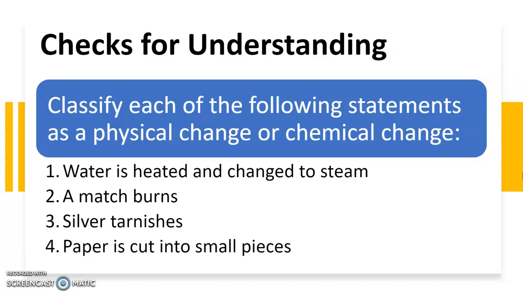It looks different. The physical properties have changed. It's gone from being one large piece of paper to a smaller piece, but it's still on a chemical level the same paper. So cutting it into smaller pieces, it changes the physical properties, and it's a physical change, but the paper itself is still paper, so it's not a chemical change.